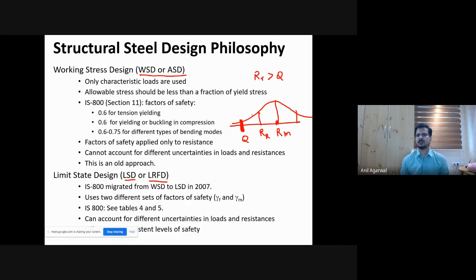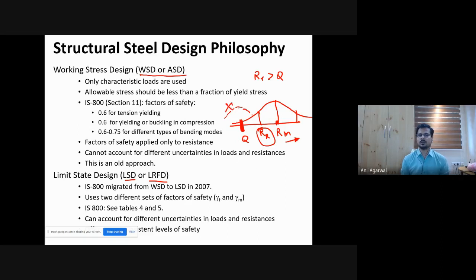And how do you make sure? By pushing R mean or R median this way, far enough so that your most probable R real is still greater than Q. And for that, you didn't have any Q factors. There was no distribution for Q that was considered. You only considered the factor for R. So this did not exist.